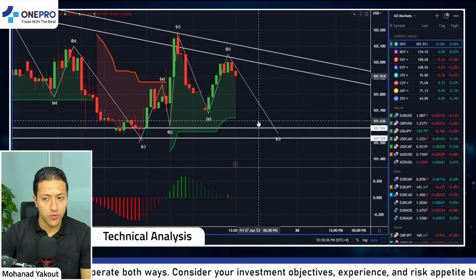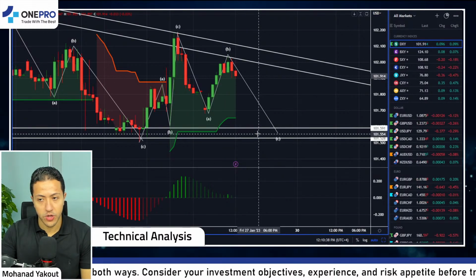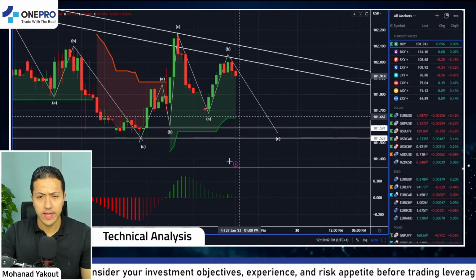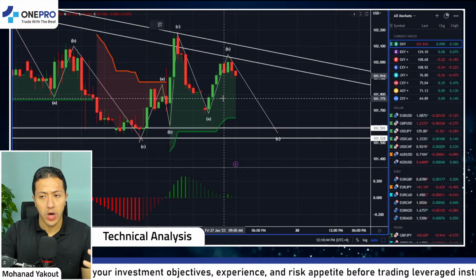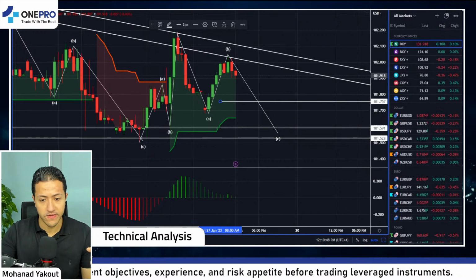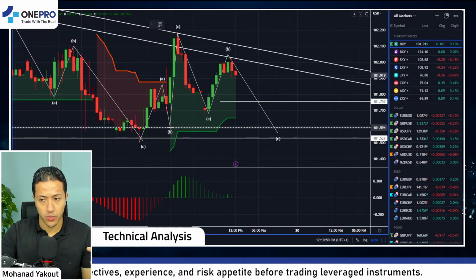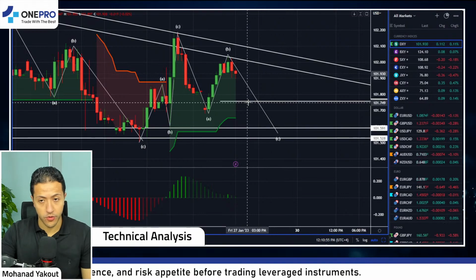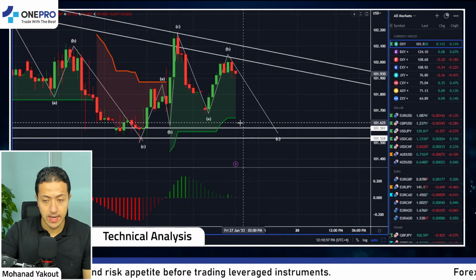So a downward move is expected to the levels of 101.55 during the day. We can divide this basically into two targets, 101.75 and then 101.60 roughly. This is what we will be looking for during today's trading day.